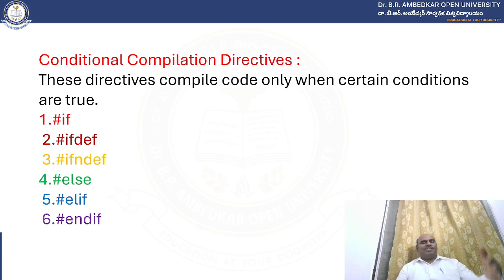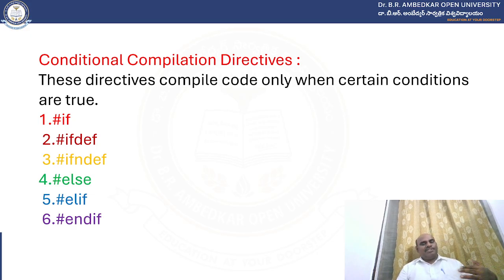These are categorized into 6 categories. One by one I'll tell you. For the first 2 or 3 I'll tell you in detail. For the definitions, I'll just give you the meaning with an example and explain to you. See here, how many are there? Conditional compilation directives, 6 are there.